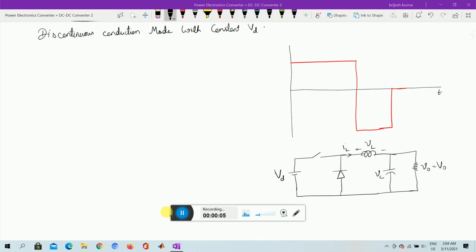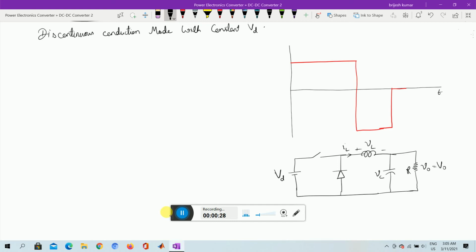In this video, we discuss the discontinuous conduction mode with constant VD. That means that we are assuming that the supply voltage is given through a battery and the supply voltage is constant. Now we are working with this load resistance R.